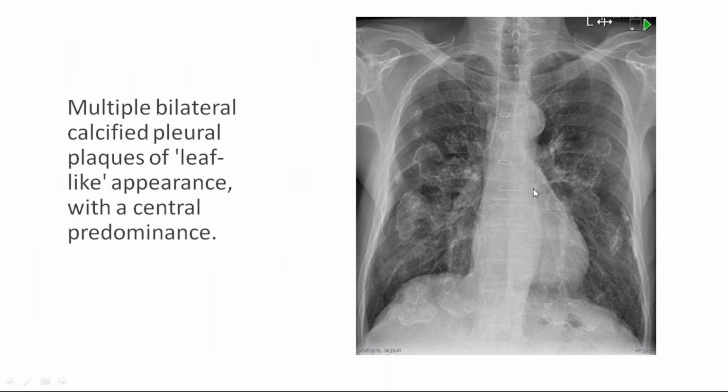This is a frontal radiograph of the chest showing multiple bilateral calcified plaques, giving a leaf-like appearance. This is also called the holly leaf appearance with a central predominance. These are the calcified pleural plaques.